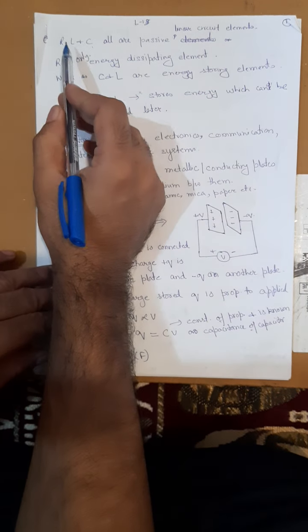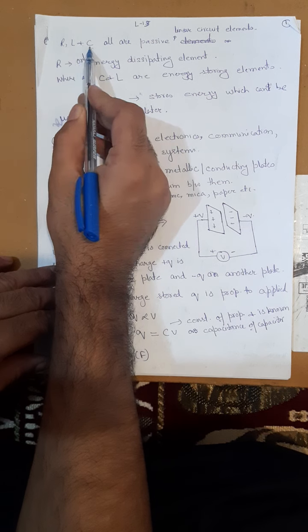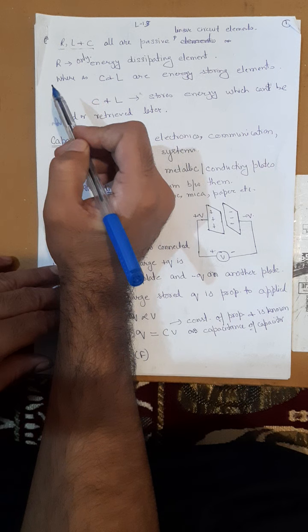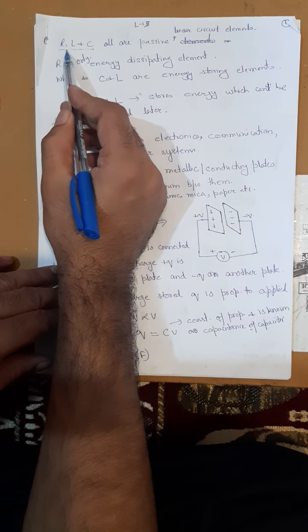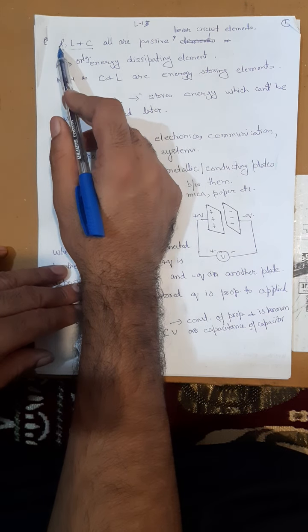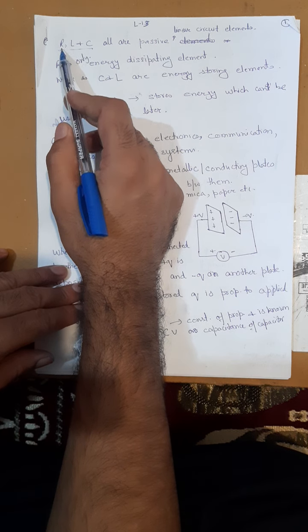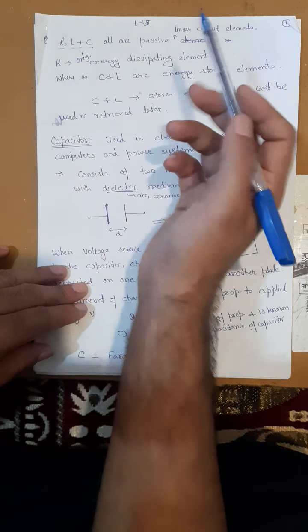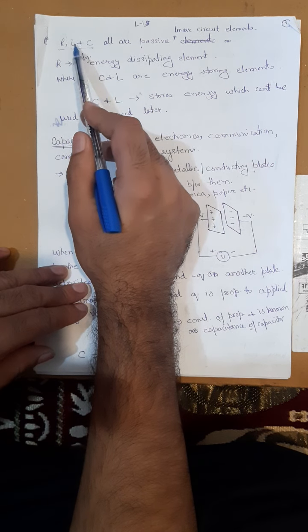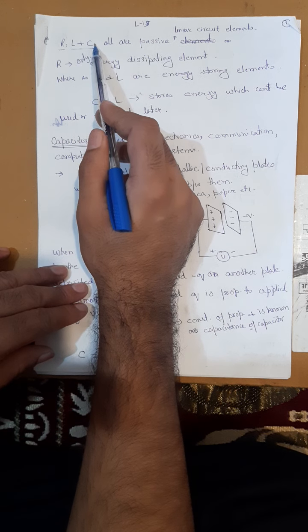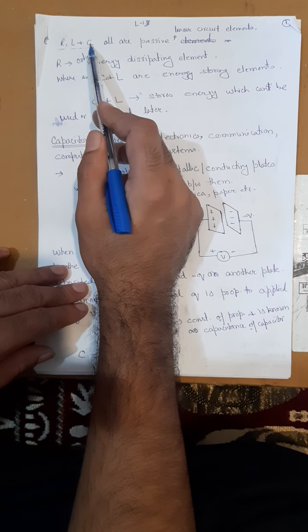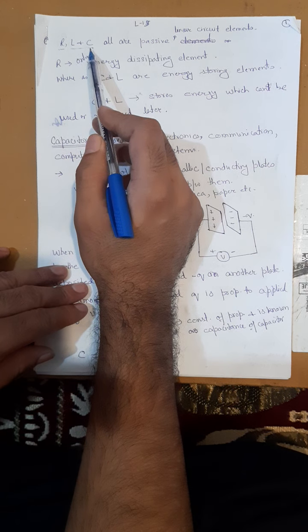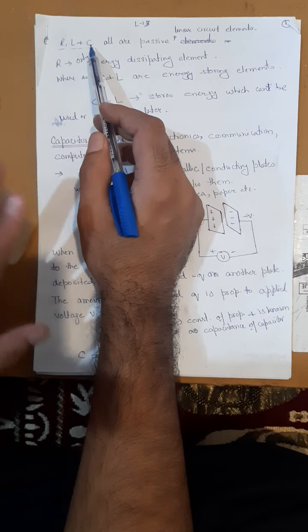Out of these three elements, two are able to store energy, and one is energy dissipating. The resistor only dissipates energy. It is an energy dissipating element and it will not store any energy. However, inductor and capacitor, L and C, are the energy storing elements. Once the energy is stored in an inductor or capacitor, that energy can be retrieved from these two elements and used anywhere in the circuit later.